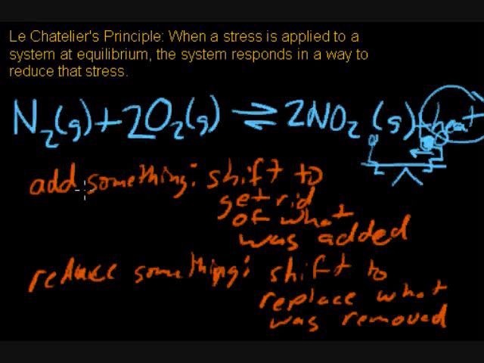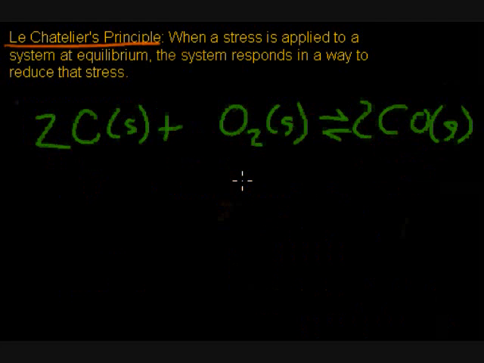So when we add something, we shift to get rid of what was added. When we reduce something, we shift to replace what was removed. And this is what Le Chatelier's principle is all about. Shifting equilibrium, shifting balance in order to achieve a new equilibrium when stress is applied.